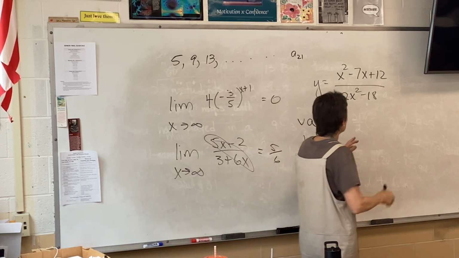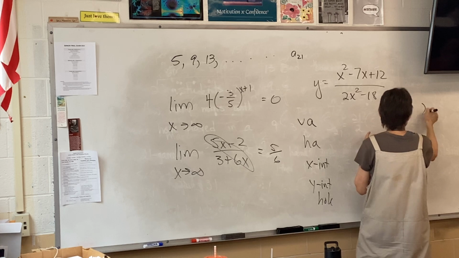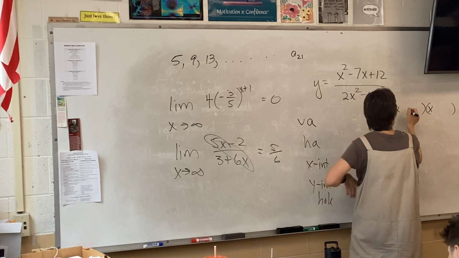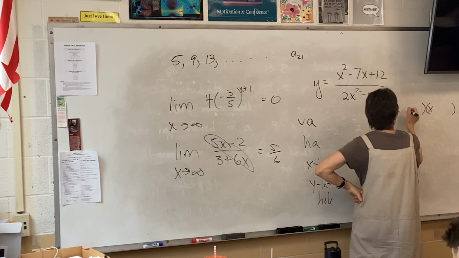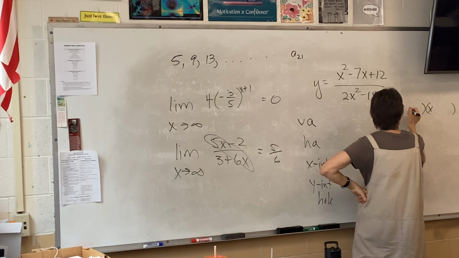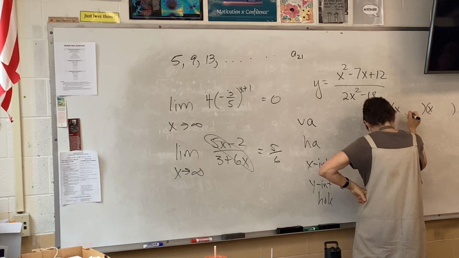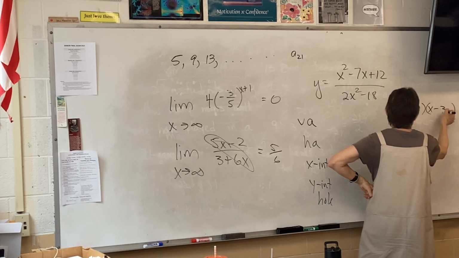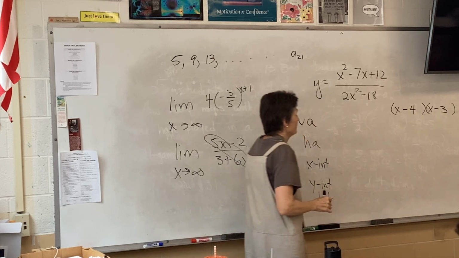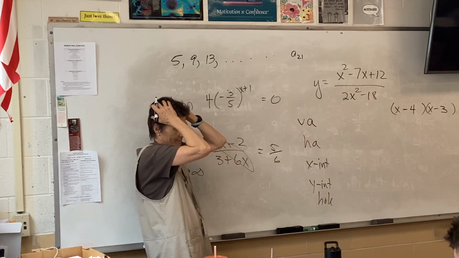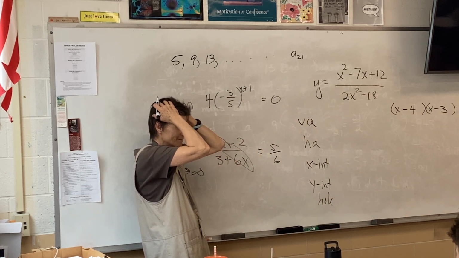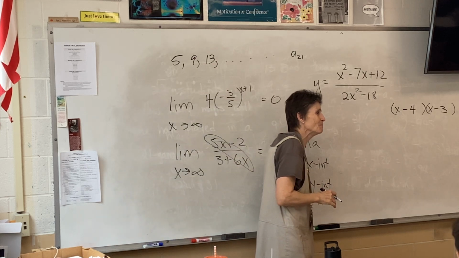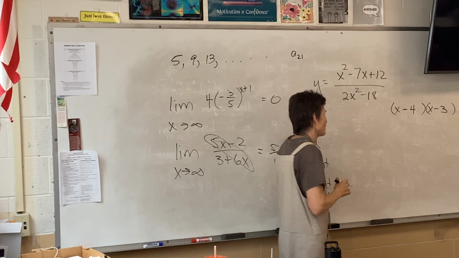So how does the top factor? It's x minus 4, x minus 3. Oh, I was thinking a different one. Oh, no, I did that wrong, sorry. Yes, you did. Hey, I got our brains thinking though, and they said factor, so yeah.